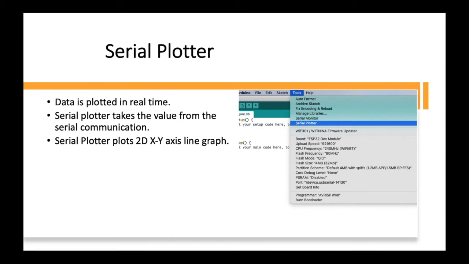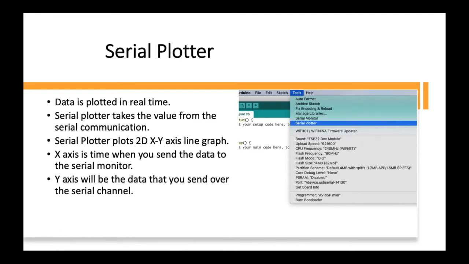Serial Plotter plots a 2D XY axis line graph. The x-axis is basically the time information, which is the time at which the data is sent to plot, and the y-axis is the value that you want to plot over time. This value is sent over the serial channel using the serial function, which we have already used many times.